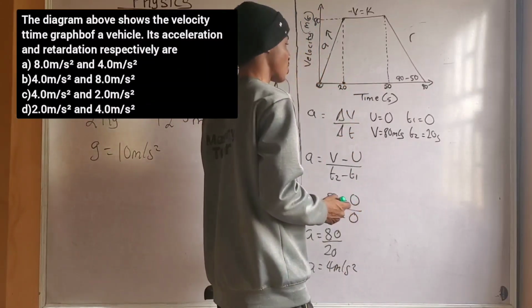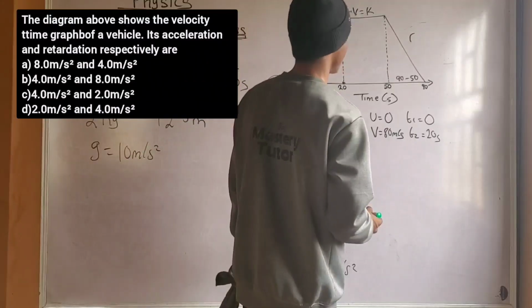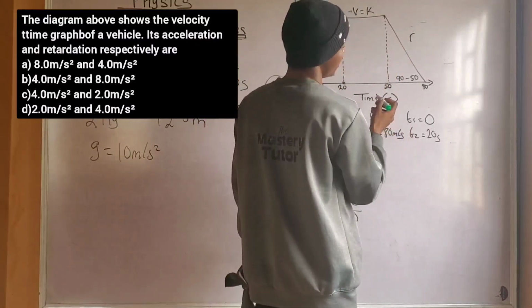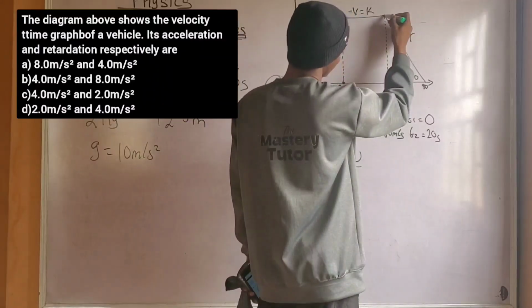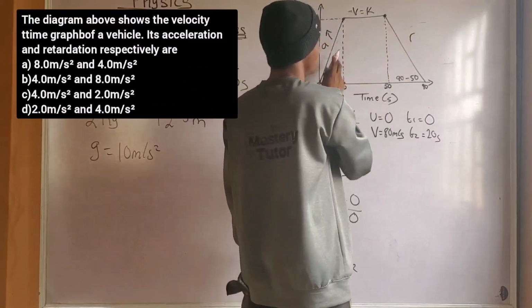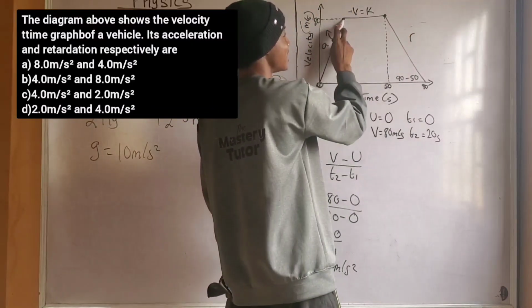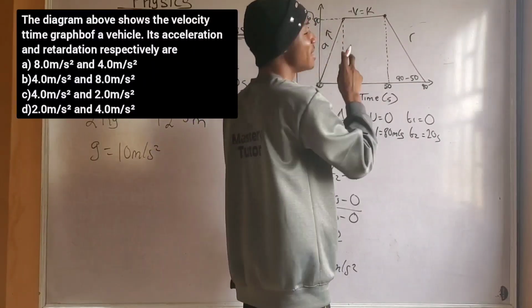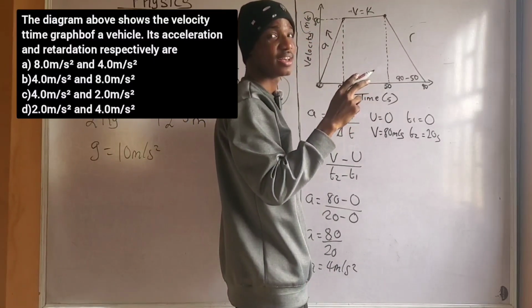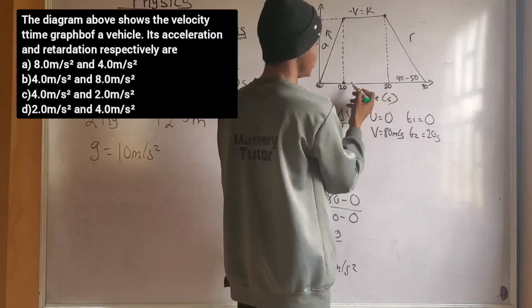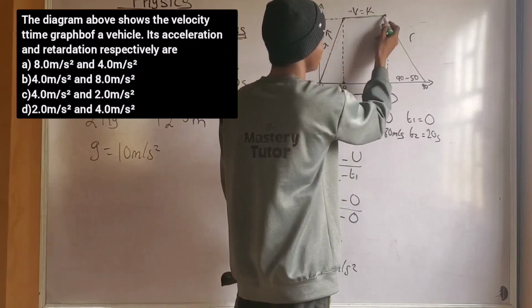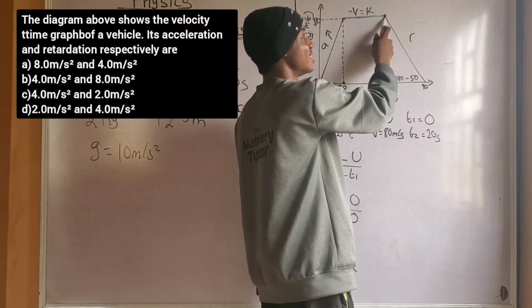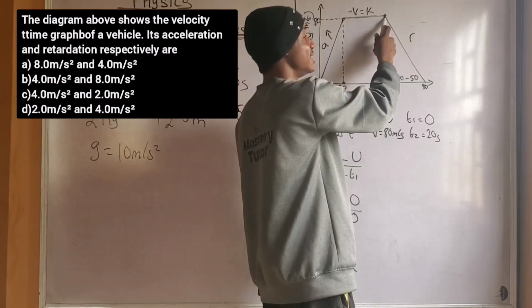Okay? Now let us calculate the retardation as well. For the retardation, listen to me carefully. Retardation starts from here, because when the body accelerates, it attains a velocity which is 80 meters per second, right? Now, it maintains that velocity for this time range. Now, when it got here, you can see that the velocity begins to decrease. It is no longer accelerating, it is decelerating.